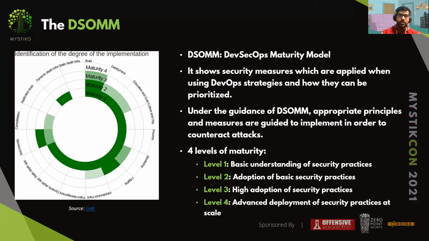It is just a Google search away, and the first thing you will notice is a spider chart with a lot of elements, as we've included in the slide. You will see a lot of elements, from building to deployment to logging to application tests. These are all practical stages of the DevSecOps pipeline, and hence the stages of the maturity model itself. And under the guidance of this model, the appropriate principles and measures are implemented. People are guided to implement them in order to counteract these attacks.